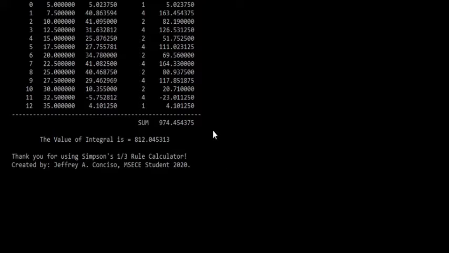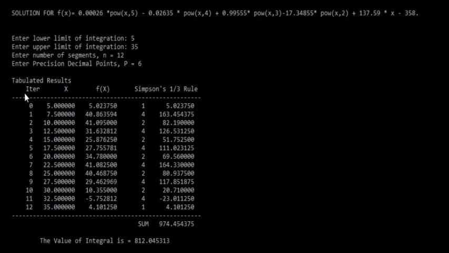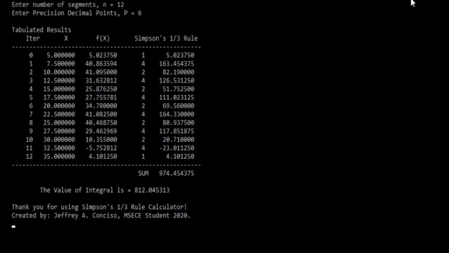812.045313. We have here the iteration from 0 to 12, and then x is from the lower limit to upper limit, the function of x computed, and then we have the multiplier, and we have the sum of the Simpsons. As we notice, 4 is being multiplied with those odd integers, and 2 is being multiplied with 2, 4, 6, 8, 10. Okay, we will take another problem.